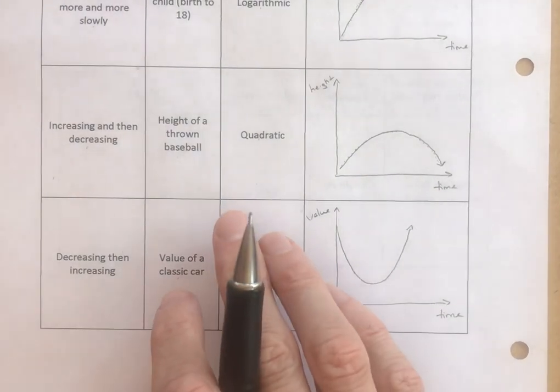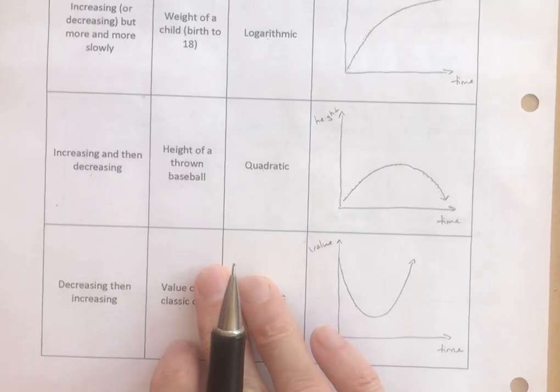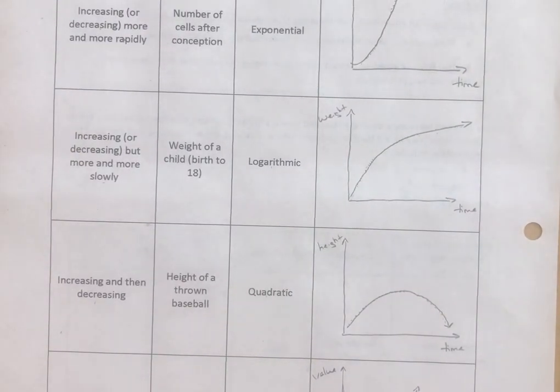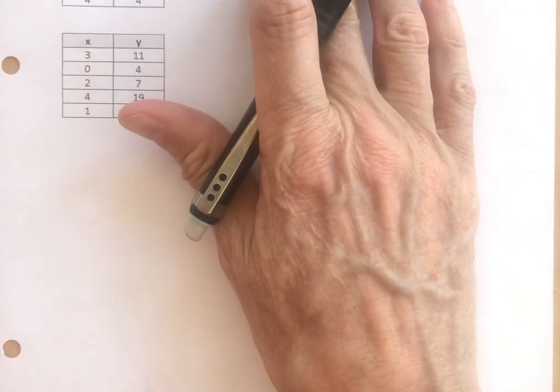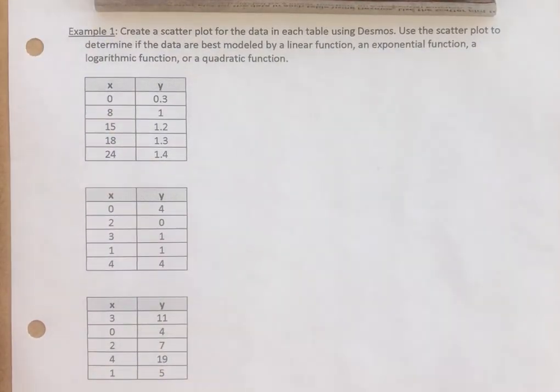Okay, so all we're going to do here is look at a scatter plot and see which one of these it looks most like. We'll do a few examples. We're going to use Desmos, which I need to make sure is turned on. There we go. Let's take a look at some examples.